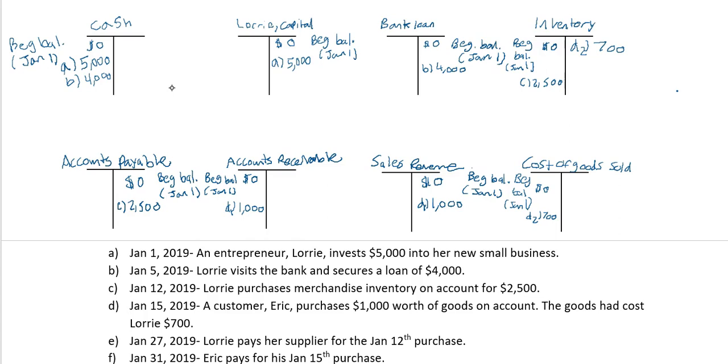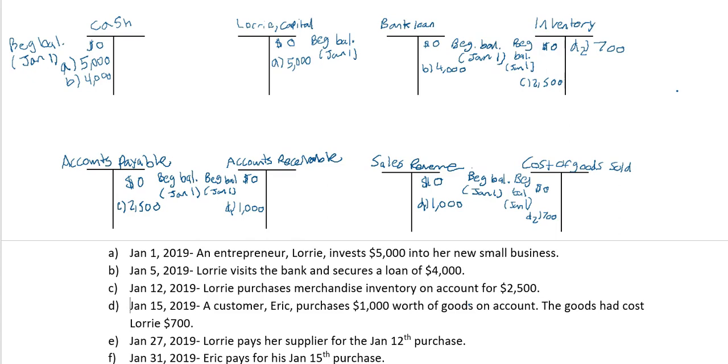Now we're going to look at transaction E. Lori pays her supplier for the January 12th purchase. So going back, just to remind ourselves what January 12th was, it was a merchandise inventory purchase on account for $2,500. So you do have to pay your supplier at some point. So we're going to go ahead and make this payment.